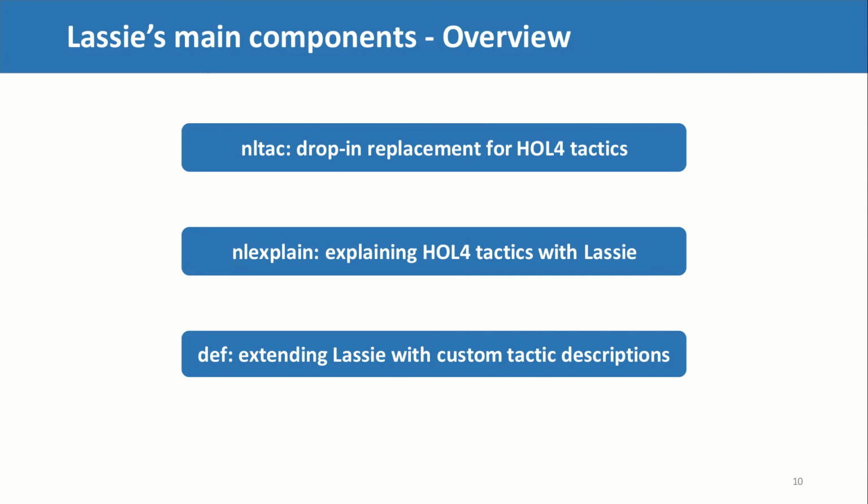So, as a quick overview, Lassie has 3 main entry points. The first one being nltac, which acts as a drop-in replacement for HOL4 tactics. We have nlexplain, which can be used to translate or to understand what the HOL4 tactic underlying a Lassie tactic is. And finally, there is def, which allows you to extend Lassie with custom tactic descriptions. Let's look at an example for nltac first.